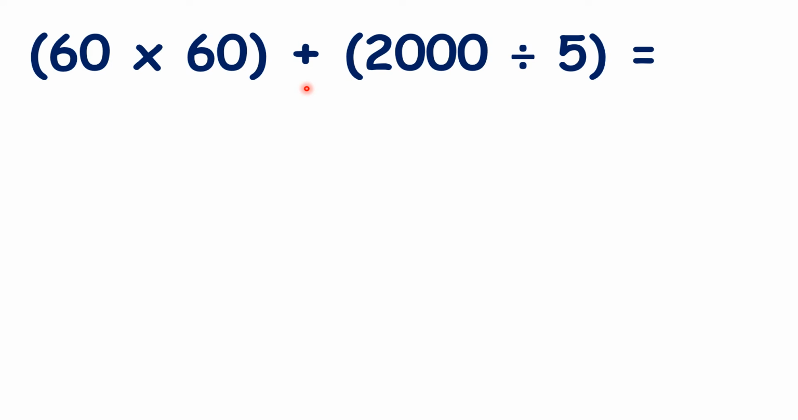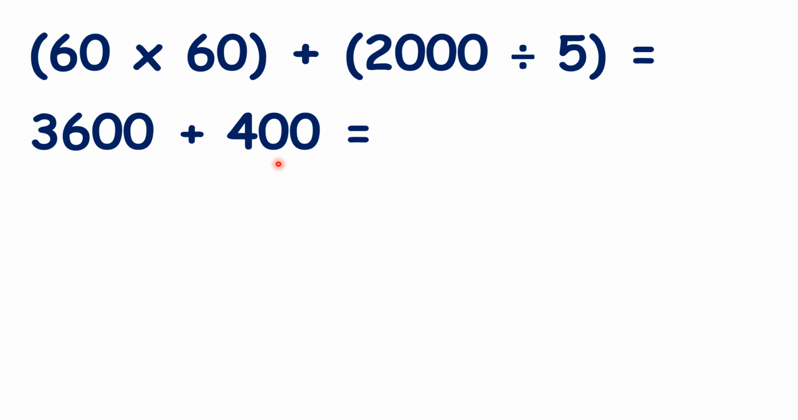And now pause the video and try this one. 60 times 60 is 3,600, because 6 times 6 is 36, and then we need 2 end zeros. And 200 divided by 5 is 400, because 20 divided by 5 is 4, and then again we need 2 end zeros. So our answer is 4,000.